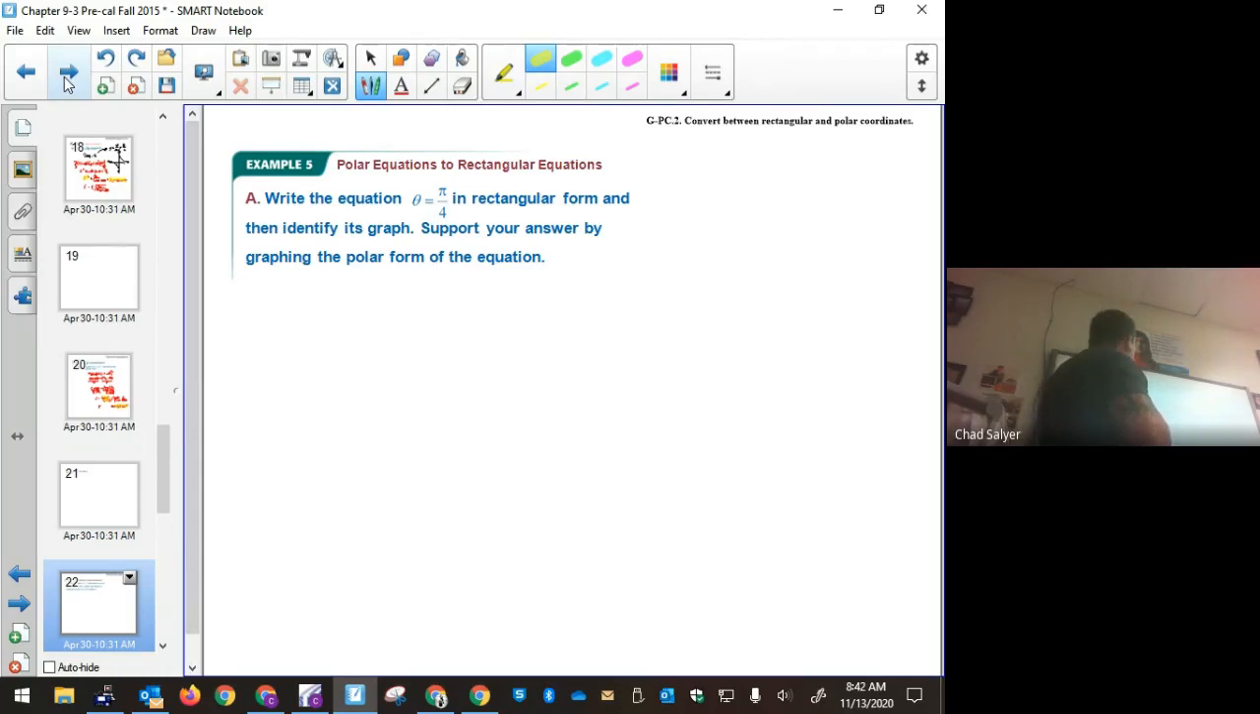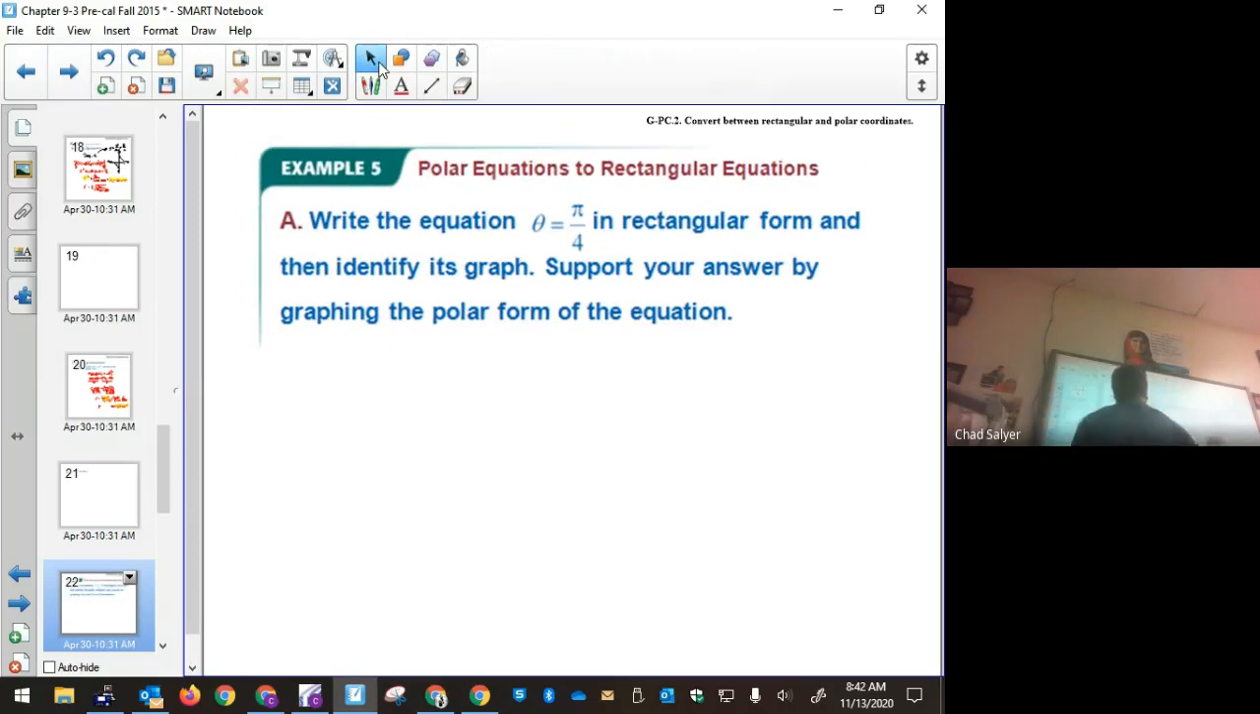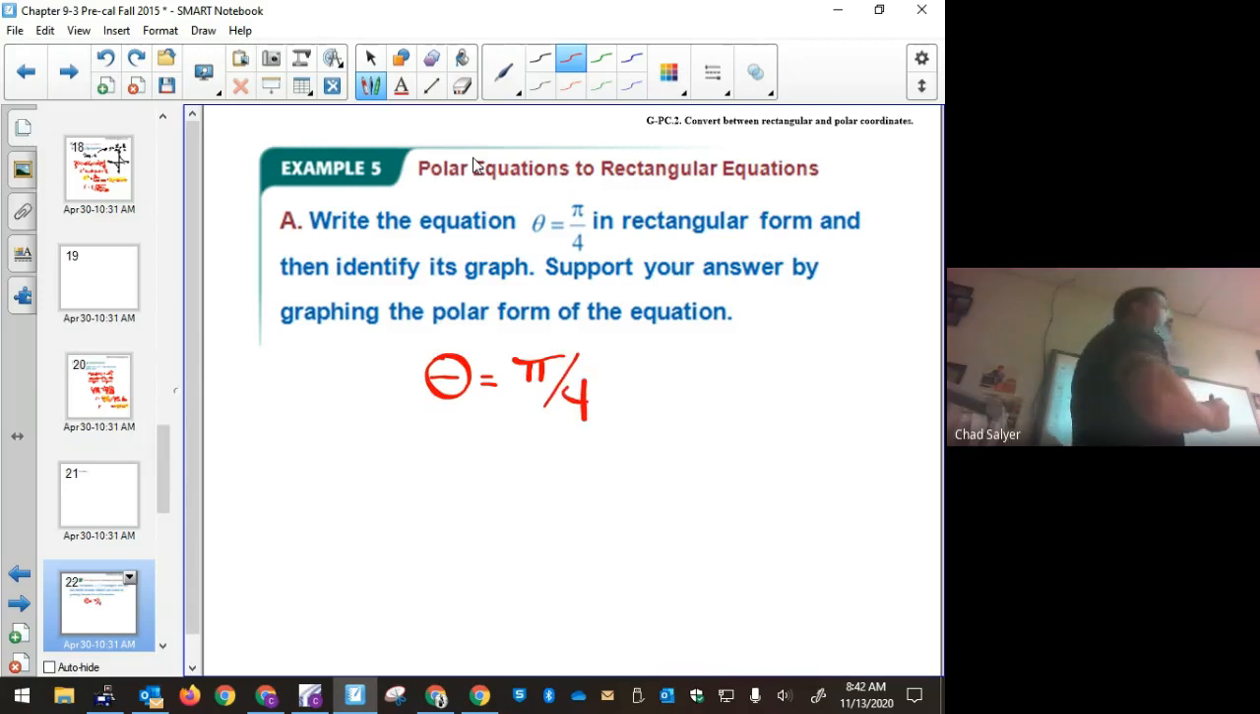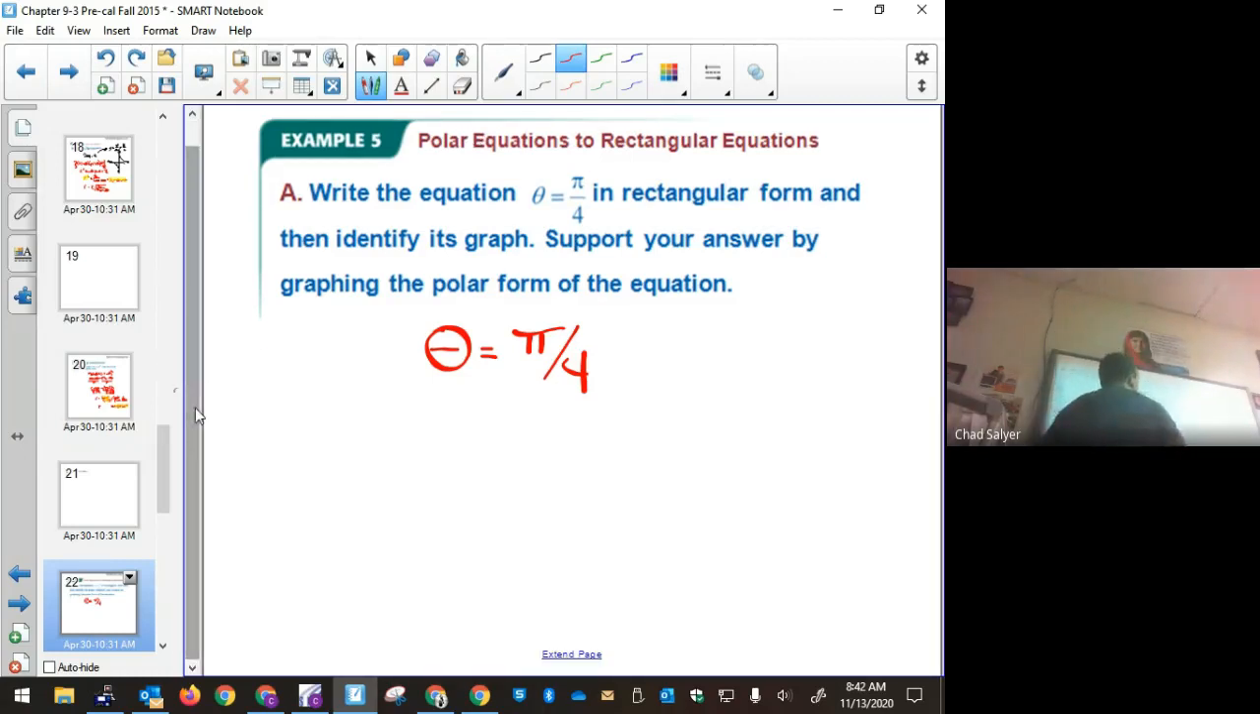So what about a polar equation to a rectangular equation? So we've got theta equals pi over 4. Well, the easiest way to do this is going to be by using this.